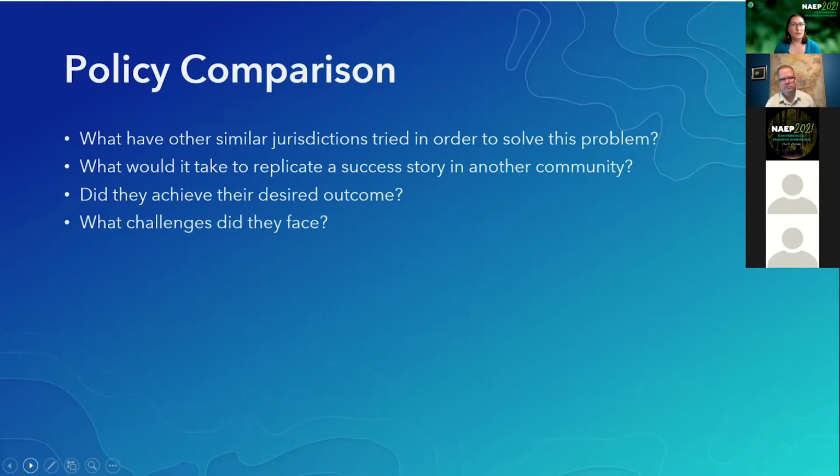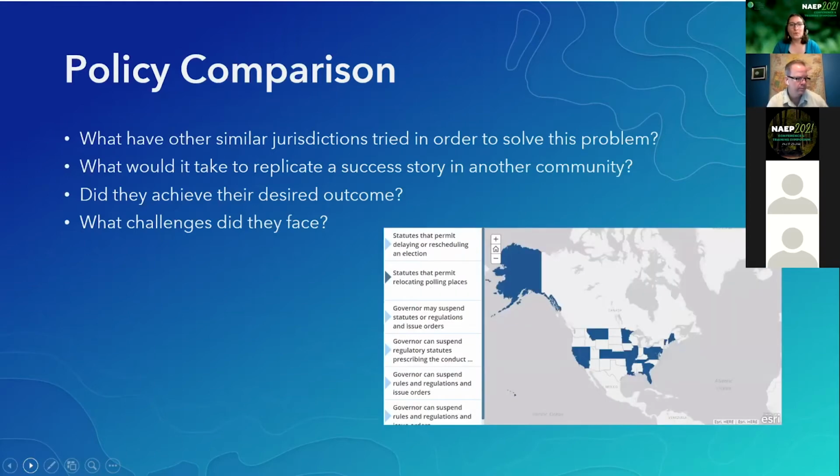How can we implement the program the same way, or how similar is our community to that community? What can we expect to happen here? And did they actually achieve the desired outcome? Because like I say, not all policies actually work as intended. And finally, what kind of challenges did they face? What unforeseen issues came up?